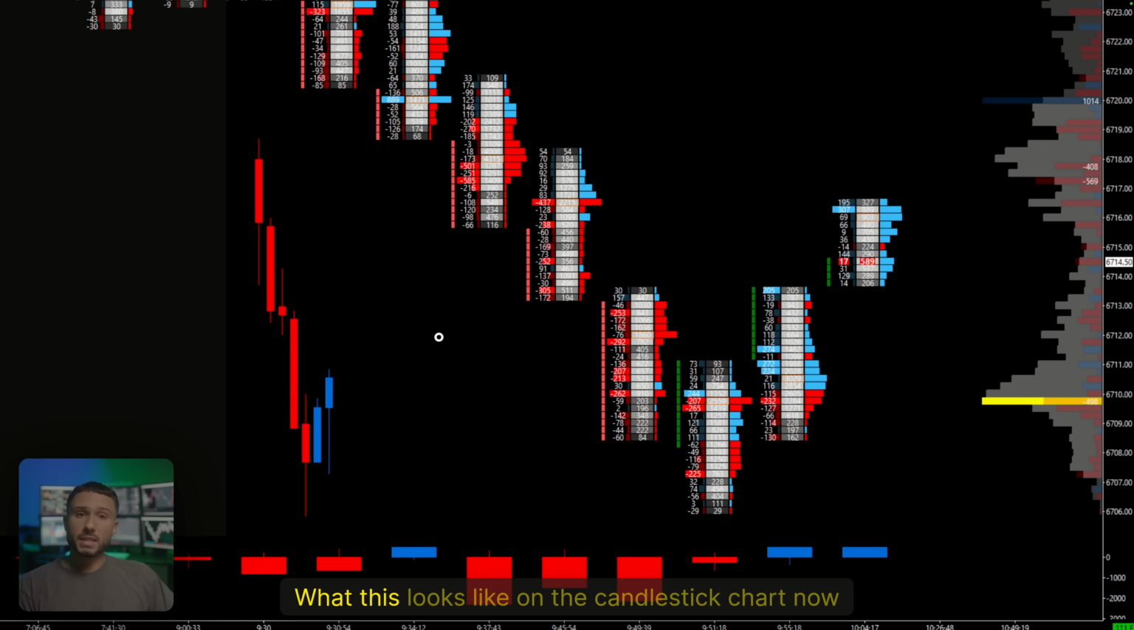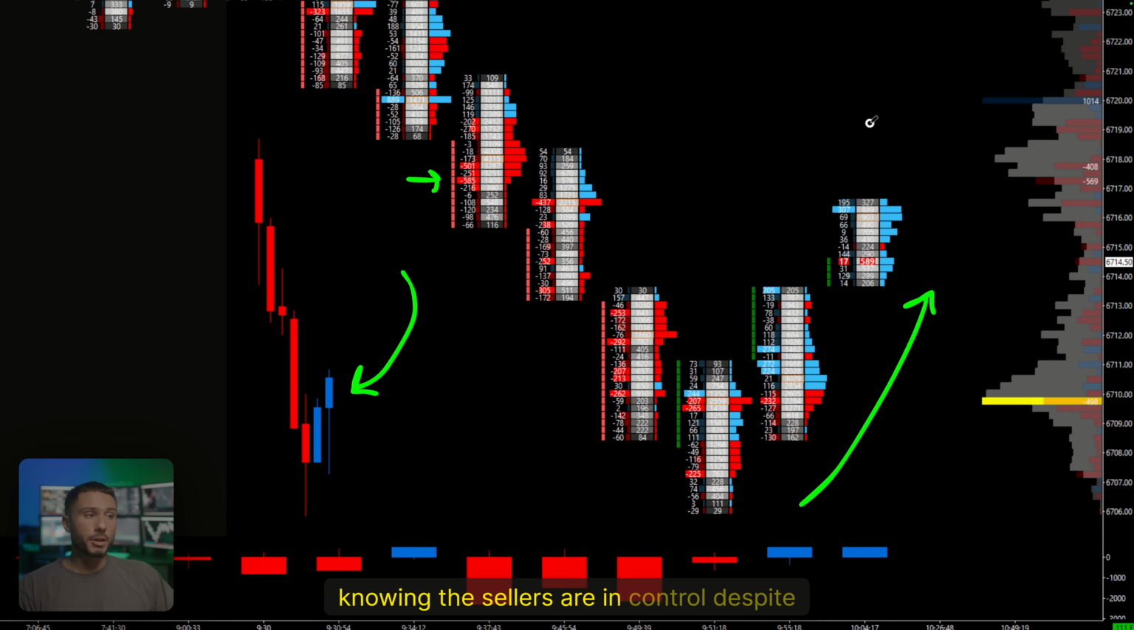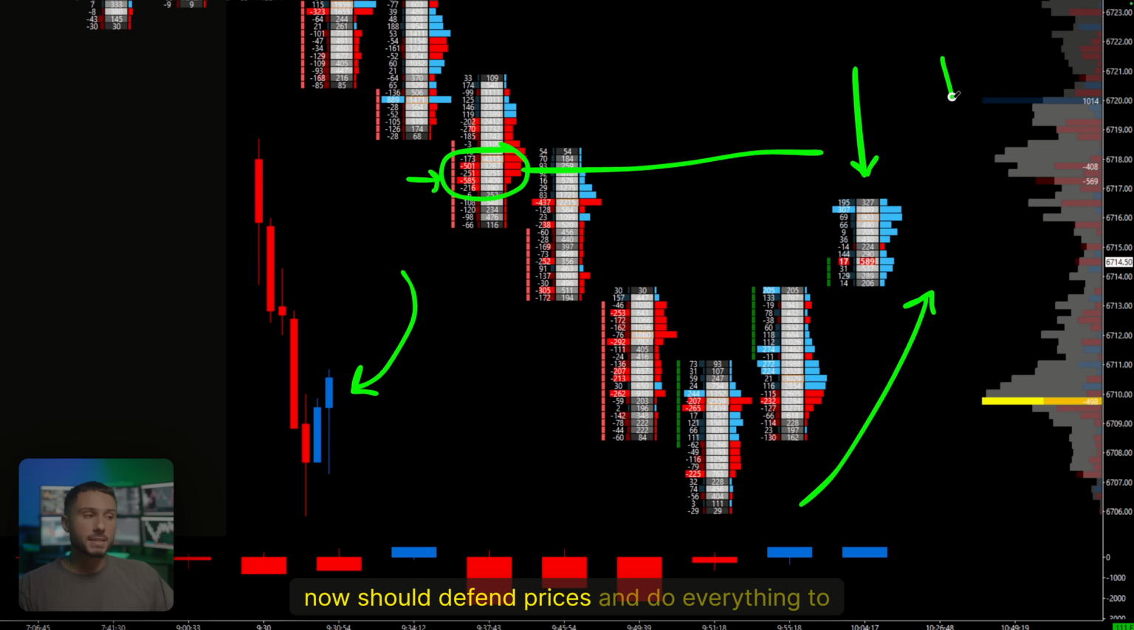What this looks like on the candlestick chart now, a 5-minute chart, we can see the same exact thing. Here we have all the aggressive sellers from the market earlier, now seeing the market try to lift, knowing the sellers are in control. Despite this market trying to move higher, there's absolutely no way I would be looking for a long, trying to catch a reversal, and I would have to go in with the mentality that whoever sold the market off earlier now should defend prices, do everything to resist the market from rallying, because those traders don't want to be put in pain, and those traders want to do everything to defend these levels where the market could possibly reject, because that's where all the large volume is coming in.